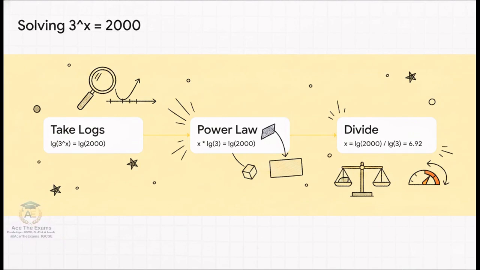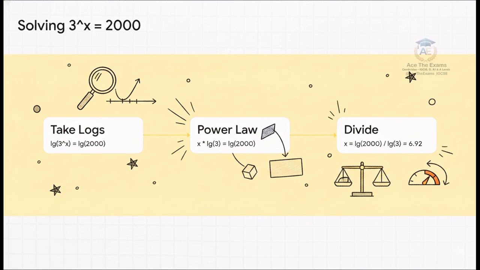Let's say your paper asks you to solve 3 to the power of x equals 2000. How do you extract that x? Step 1, you systematically take the log of both sides. Let's use base 10. So lg of 3 to the power of x equals lg of 2000. Step 2, you deploy that power law we just highlighted. You grab that unknown x from the exponent and bring it right down to the front. Now you have x times the lg of 3 equals the lg of 2000.